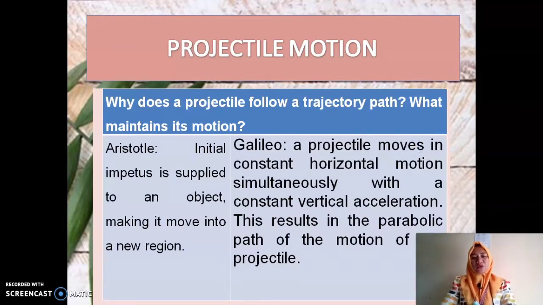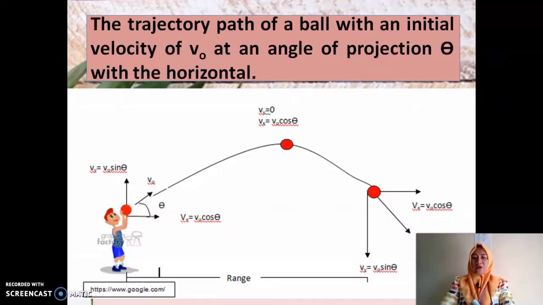According to Aristotle, initial impetus is applied to an object making it move into a new region. But according to Galileo, a projectile moves in constant horizontal motion simultaneously with a constant vertical acceleration, and this results in the parabolic path of the motion of the projectile.